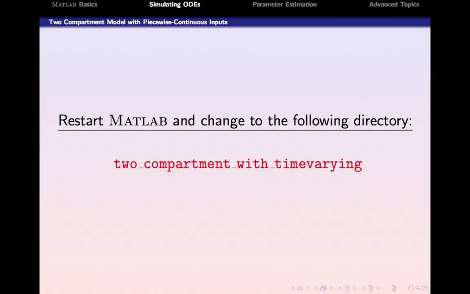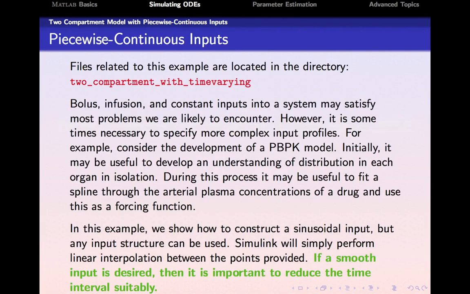The last example that we're going to talk about is how to send time-varying information into the system. If you want to run this, you need to go into this directory, and you run it the same way you run all of these examples. You just open the simulation_driver.m file, and you just run that script.